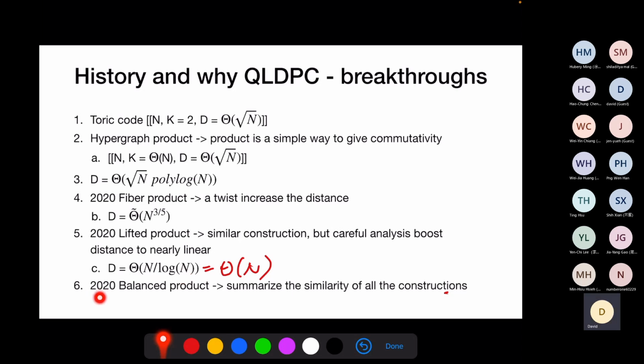Last year, there was also another paper about balanced product. What it does is summarize many of the previous constructions and their similarities. And so at the end, they gave a conjectured construction. I just want to note that later we'll see this balanced product again.